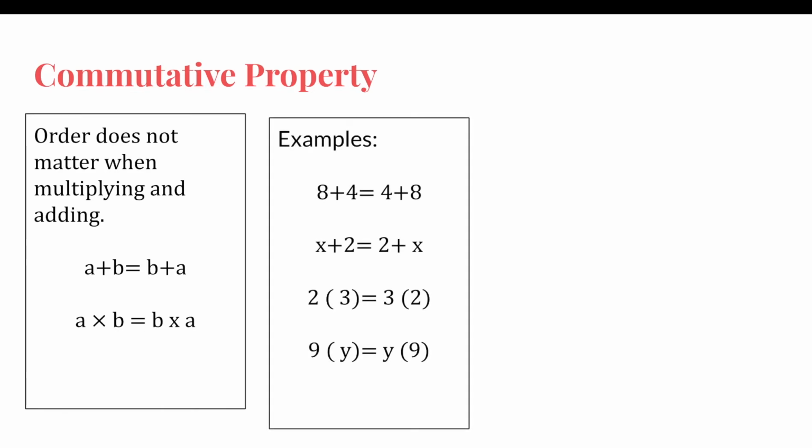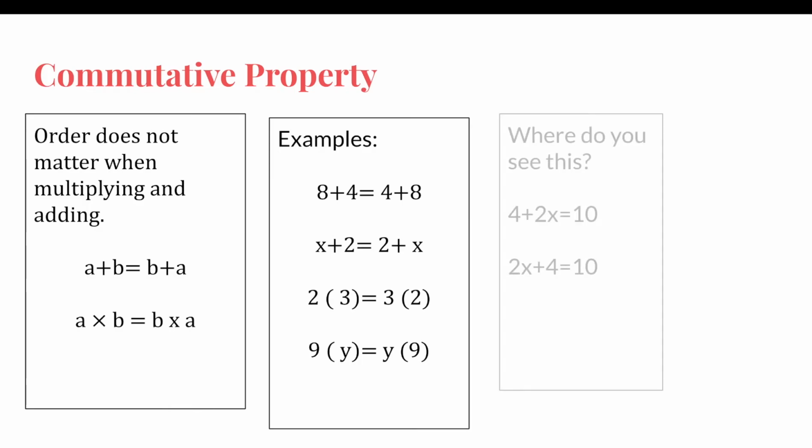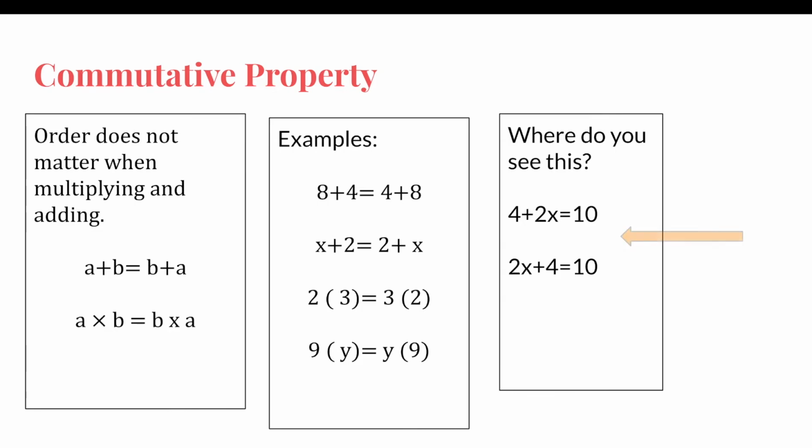Here are some examples, right? We know that 8 plus 4 is the same as 4 plus 8. Or 9 times y is the same as y times 9. You already understand the meaning behind this. You might just not have remembered the actual property itself, the name of the actual property itself. Where do you see this when solving equations? Well, you might rewrite 4 plus 2x to be 2x plus 4, if that's the way you prefer to order your equation when solving it, and you're able to do this because of the commutative property.